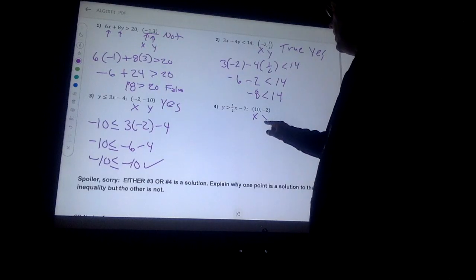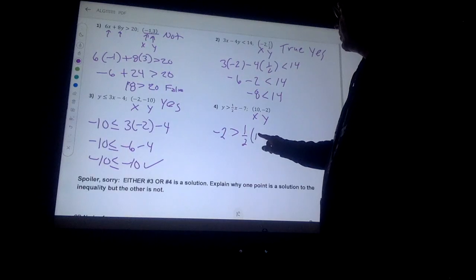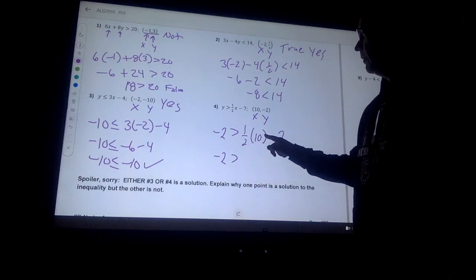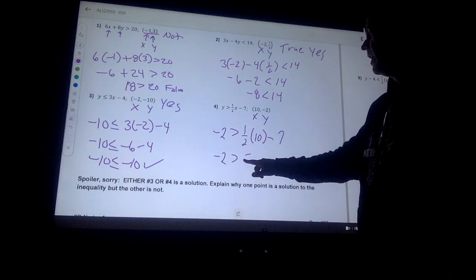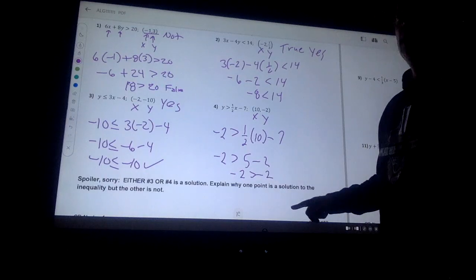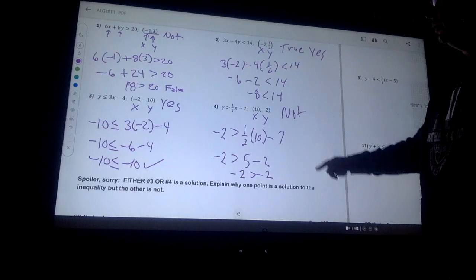Again, x and y value, plug it in. Negative 2 greater than half x minus 7. So negative 2 greater than half of 10 is 5, minus 7 is negative 2. Is negative 2 greater than negative 2? It isn't. It's equal to, but I don't have an equal sign, so this is not a solution.